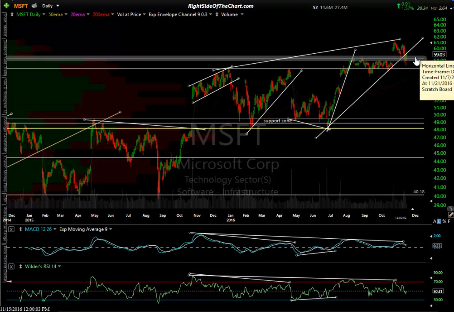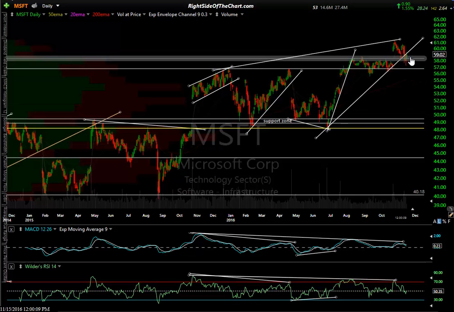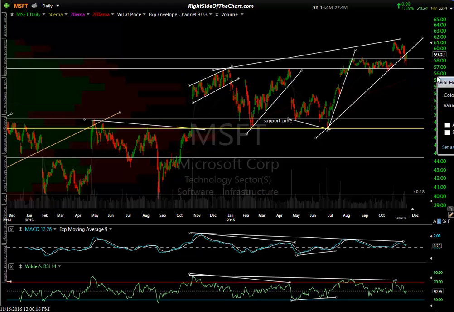Where was I? Okay, so that was the level I was talking about, 58.41, plus it's backtesting right now. So if it fails this backtest, meaning moves lower, takes out that 58.41 level, I would almost say a critical support level. There's a lot of support here, 57.80-ish we'll call it. Let's color that orange.